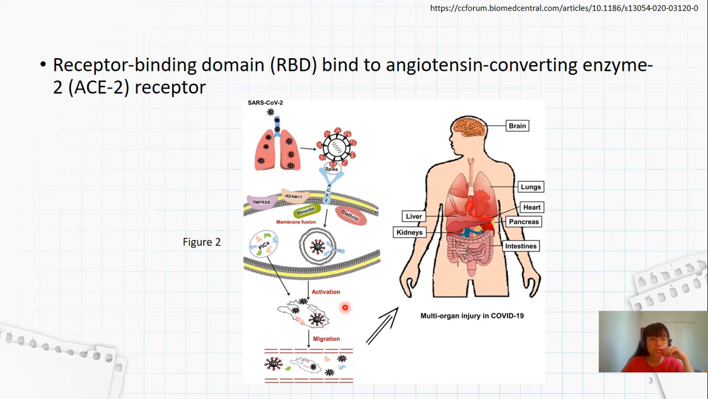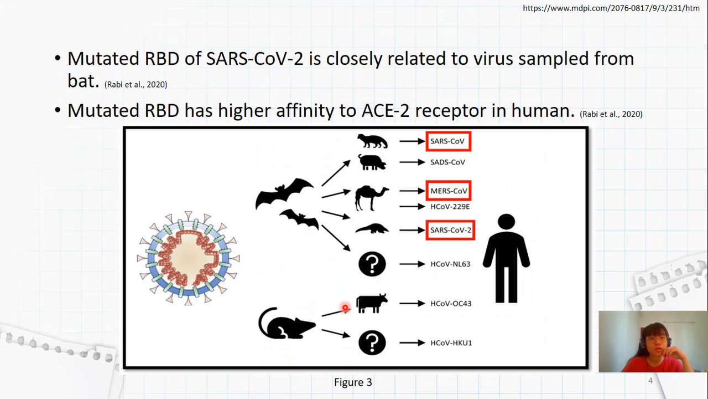These spike proteins have different types of receptor binding domain, which bind to angiotensin-converting enzyme 2 receptors to get entry into the host cells. Mutated RBD of SARS-CoV-2 is closely related to a virus sample from bat, thus it is believed that this virus is a zoonotic pathogen originating from bat. Mutated RBD also has higher affinity to the ACE2 receptor in human.